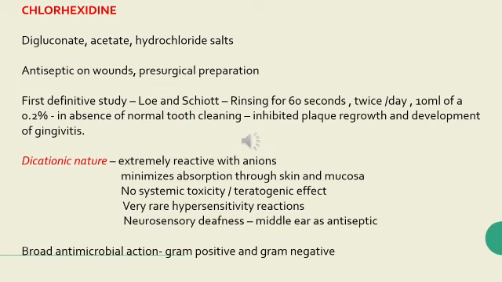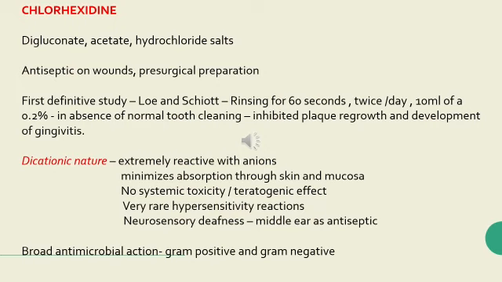As previously mentioned, it is a bisbiguanide in nature, and there are three forms: the digluconate, the acetate and the hydrochloride salts. So how exactly did chlorhexidine come into use as a chemical plaque control agent? Previously, it was used as an antiseptic on wounds and even for pre-surgical preparation. That is how chlorhexidine originated as an antimicrobial agent, as a disinfecting agent, and finally it evolved into what is called a chemical plaque control agent.